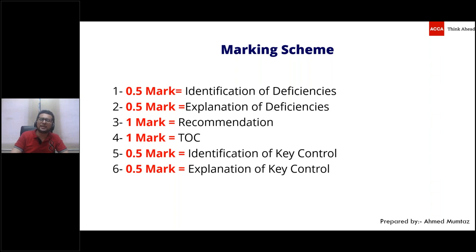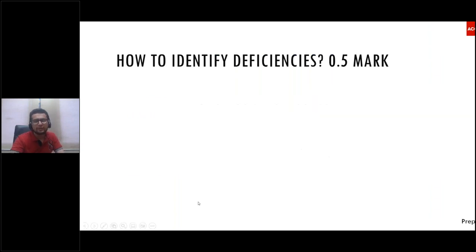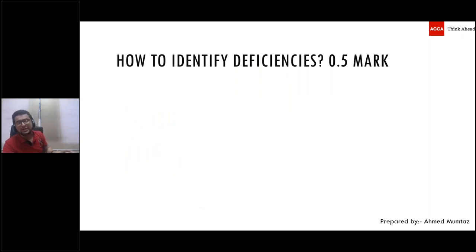I need to teach you, I think, 6 things. Number 1, how to identify the deficiency. Number 2, how to explain the deficiency. Number 3, how to come up with a recommendation for 1 mark. How to come up with test of control for 1 mark. How to identify the key controls from the question itself. How to explain the key controls. So I think I need to teach you 6 things, right? Let's start with the first one, and that is how to identify the deficiency from the question itself.